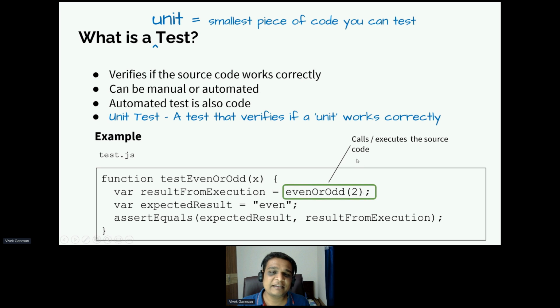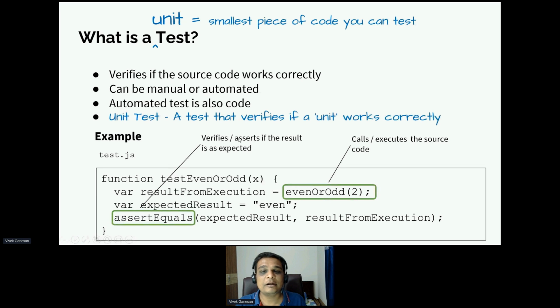So first thing is the test calls the code, and second thing it does is it verifies, right? This verification is also called assertion. So it verifies or asserts if the result is as expected or not. If you see, there is a command called assert equals, which means it verifies if two things are equal, right? So you call the code with input of 2, and you check whether the expected result equals the result from execution, and here the expected result is even.